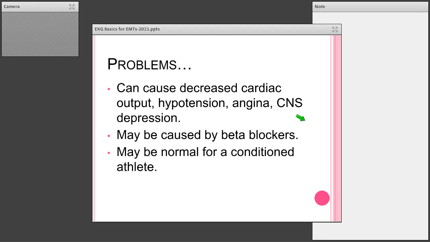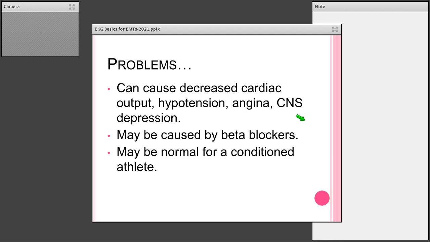Now, it is important to note that this might be completely normal for a conditioned athlete, somebody who does some long-term endurance type activities on a regular basis and they're very fit. They may have a resting heart rate in the 50s or the 40s, and we are not going to treat bradycardia unless they're symptomatic. And the treatment, besides maybe a little bit of fluid if they're hypotensive, is medications from an ALS provider or electricity from an ALS provider.